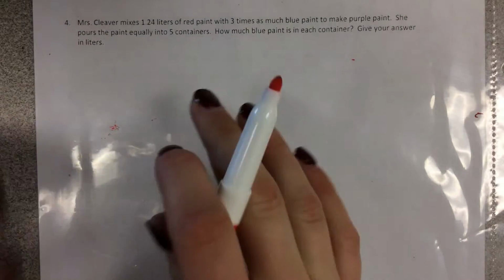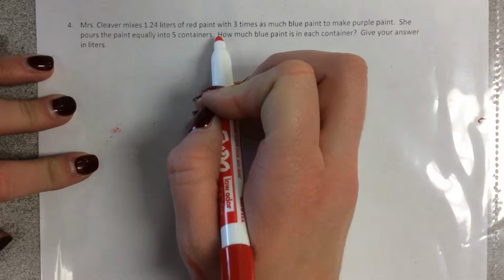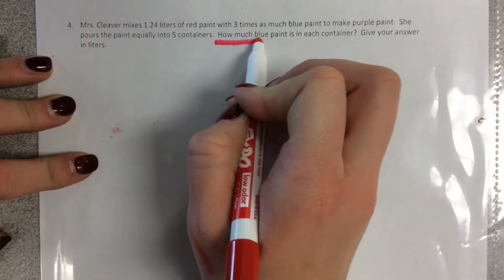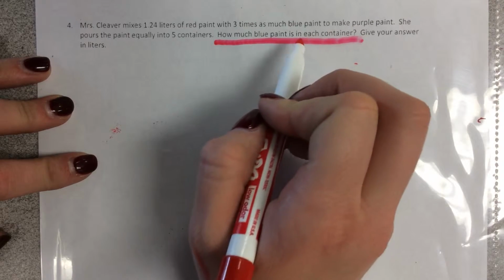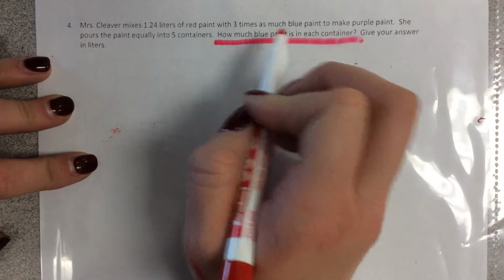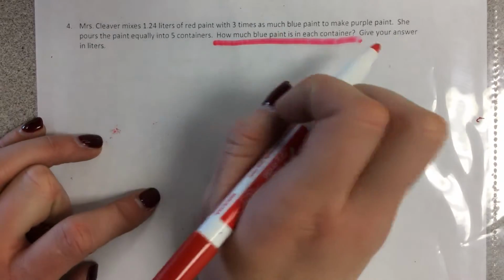So once again, in word problems, I like to underline what is the question. What are they asking me? How much blue paint is in each container? That's what they want to know. So now I know I need to find out how much blue paint is in each container. And to do that, I'm going to need to know how much blue paint there is in general.